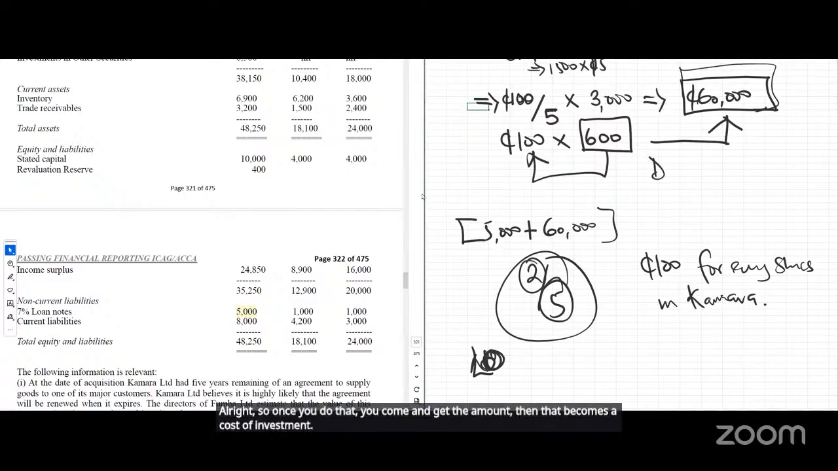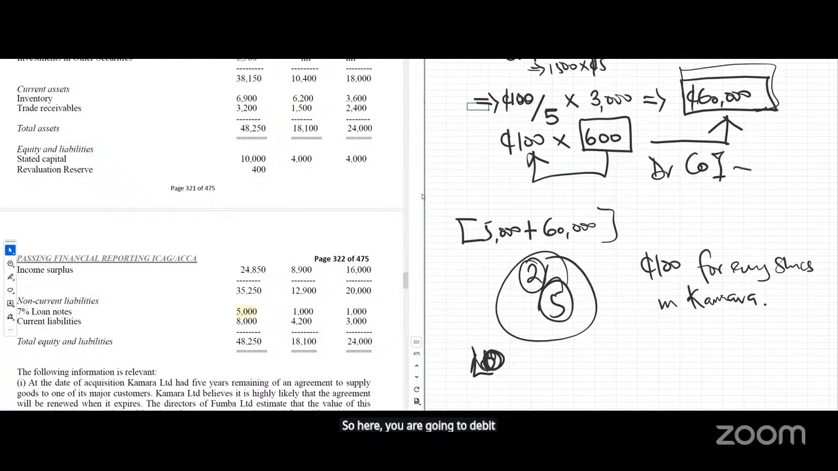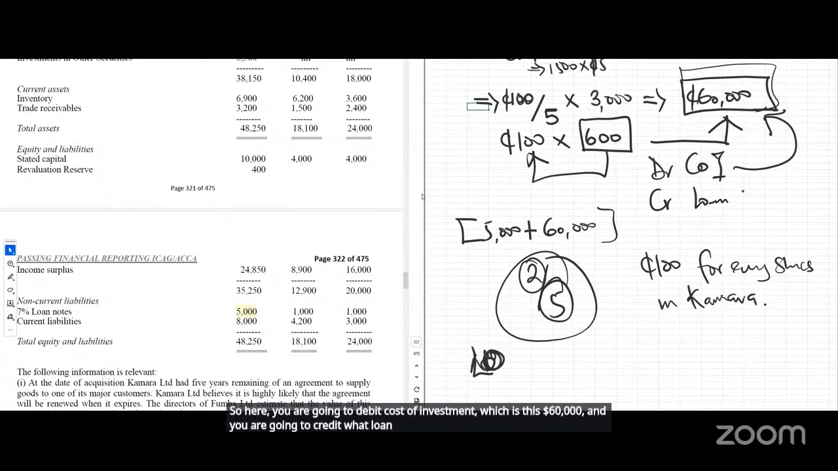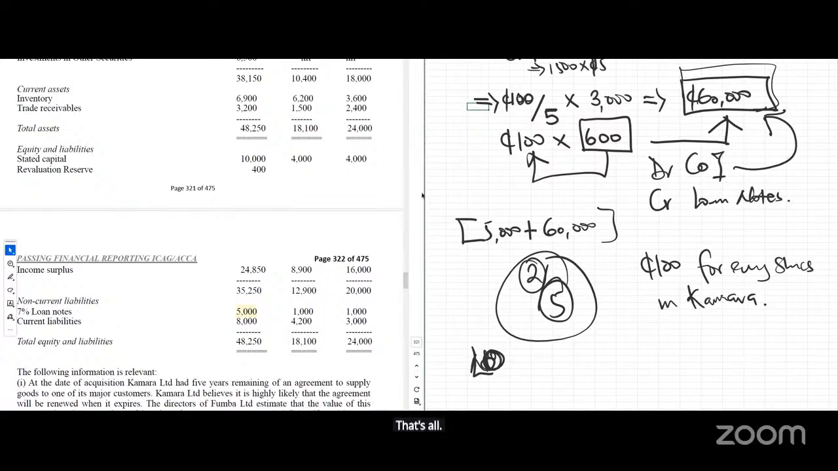So here you are going to debit cost of investment, which is this 60,000, and you are going to credit loan notes in the parent's books. That's all. Are you all okay now? The person who said I should go over again, are you okay now? Okay, good.